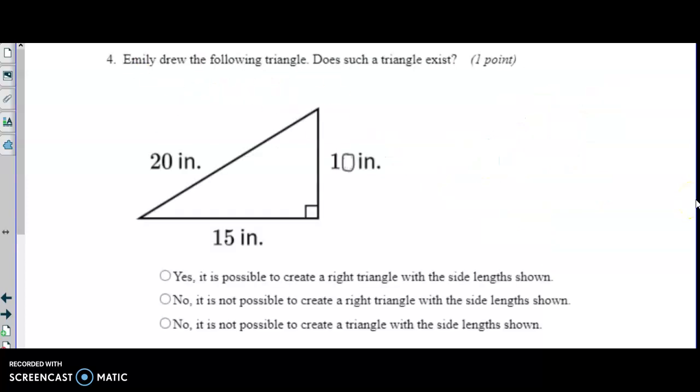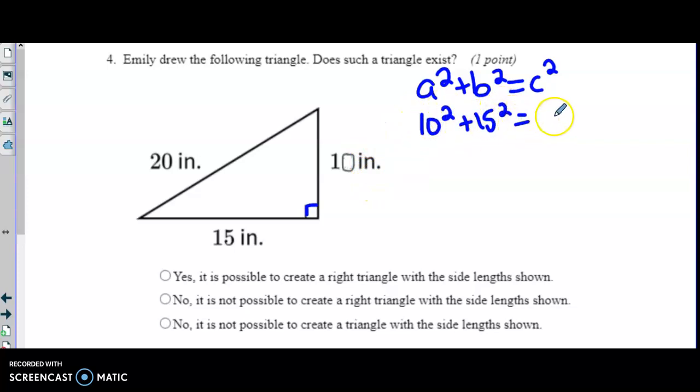Emily drew the following triangle. Does such a triangle exist? So we have side lengths 10, 15, and 20, and we want to know if it actually makes a right triangle. It has this box here, and this box means that it's a right angle. So we're going to prove whether or not this is actually a right triangle. The way that we prove it is using the Pythagorean theorem. If it is truly a right triangle, then the Pythagorean theorem must work. If the Pythagorean theorem does not work, we know that it is not a right triangle. So let's plug it into our formula from least to greatest. So 10 squared plus 15 squared equals 20 squared.